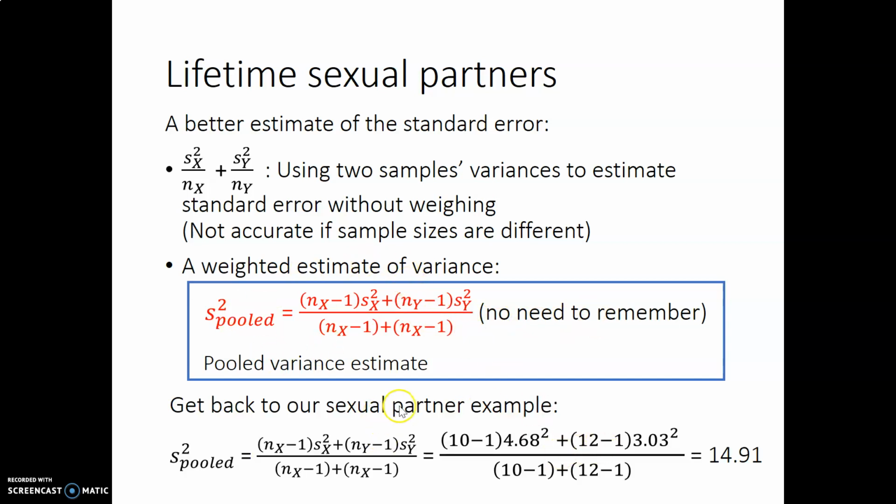So getting back to our sexual partner example, we simply plug in the numbers. We have 10 participants for the X group minus 1, and the standard deviation for men and also the standard deviation for women. This gives us a better estimate of the variance of the sampling distribution, which is 14.91.